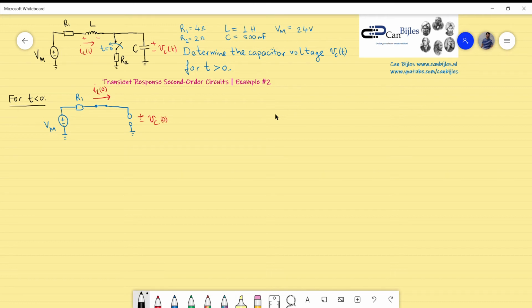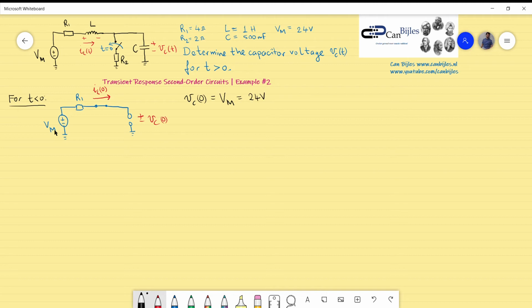What we'd like to calculate is, of course, the capacitor voltage as a function of time, and for that we need the initial value of the capacitor voltage, and we also need the initial value of the derivative of the capacitor voltage. So this is the situation for the initial conditions. For VC initial, as you can see, there is no current flowing through the resistor, so the voltage drop across the resistor R1 will be 0, so this will be exactly Vm, and that is 24 volts for the initial value of the capacitor voltage.